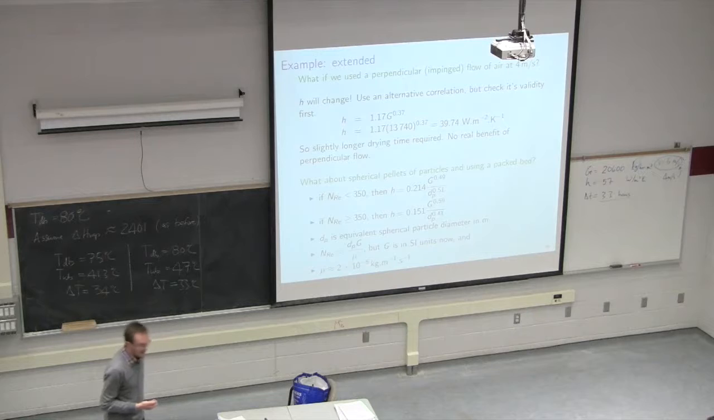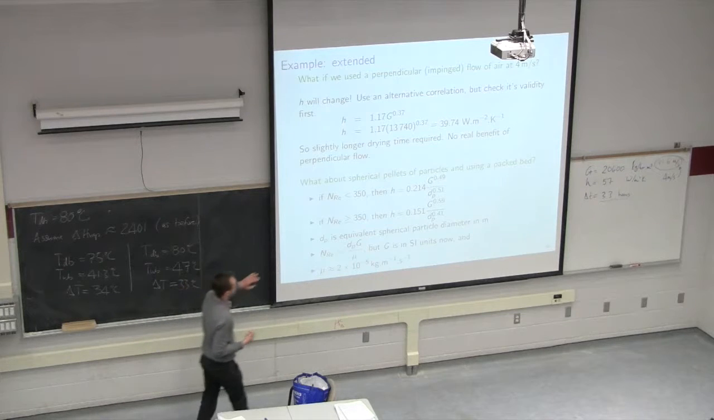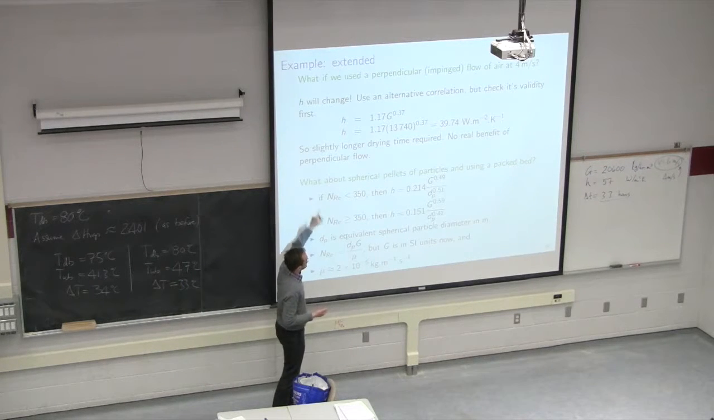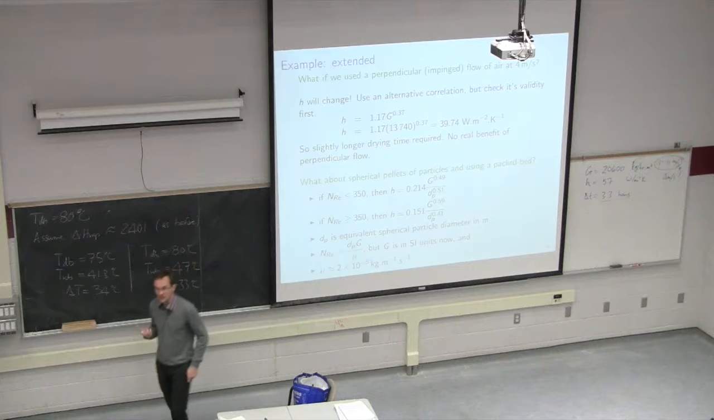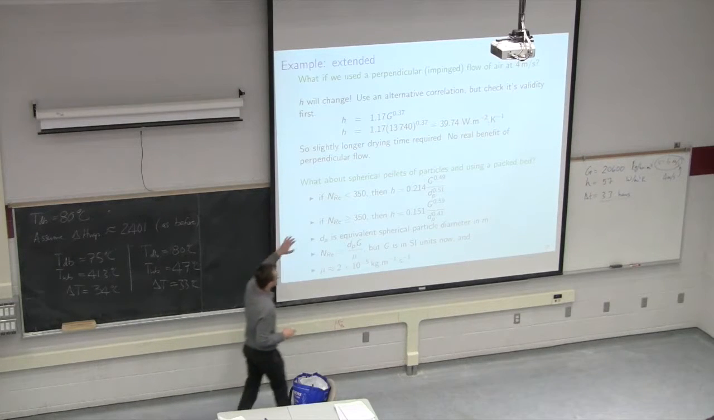And what we can then do is we calculate that diameter, effective diameter, and we can go use a different heat transfer correlation. So here's the equation. We look these up, right? The same way we looked up that prior correlation for parallel flow and the correlation we used yesterday for perpendicular flow, we can simply look up another correlation for pellets in a packed bed.